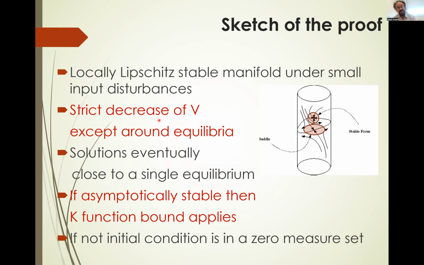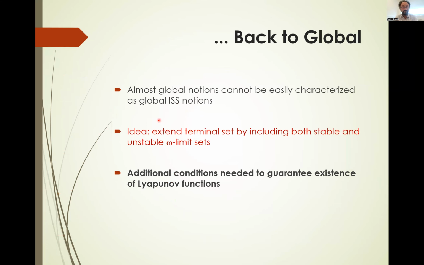If, on the other hand, the solution stays close to an unstable equilibrium, we know that this can only happen for a zero measure set of initial conditions. So it's a kind of pathological solution that we expect only in very special cases. So for almost all solutions, then we go to the asymptotically stable equilibrium. Okay.